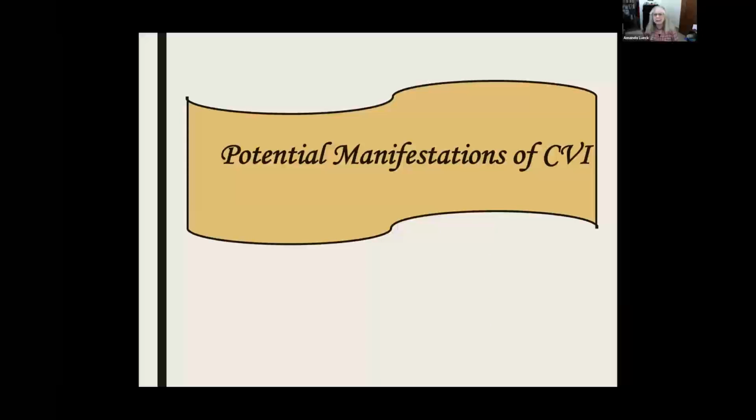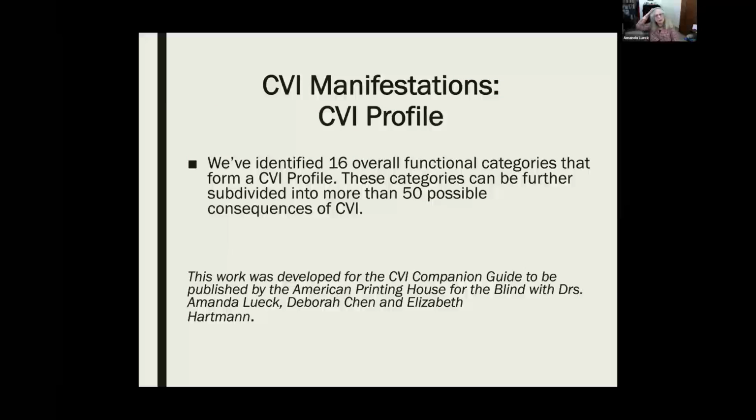Now, we're going to move quickly into potential manifestations of CVI, and I'm going to go a little more quickly at this point. Dr. Hartman, Dr. Deborah Chen, and I have been working on a CVI Companion Guide for the American Printing House for the Blind. And in this companion guide, we've come up with manifestations of CVI called the CVI Profile. We've identified 16 overall functional categories that form a CVI profile, but these categories can be further subdivided into more than 50 possible consequences of CVI.